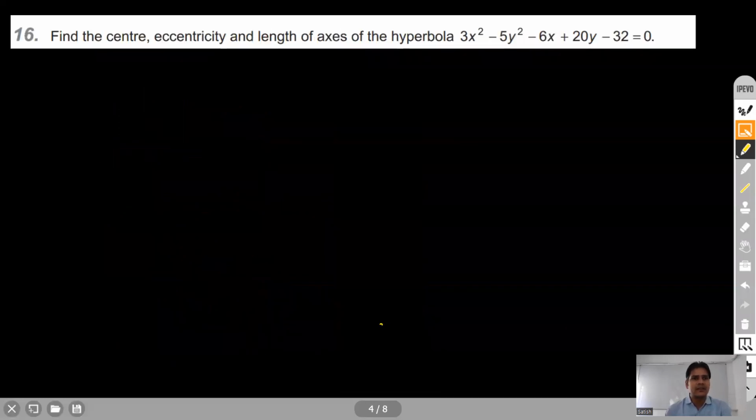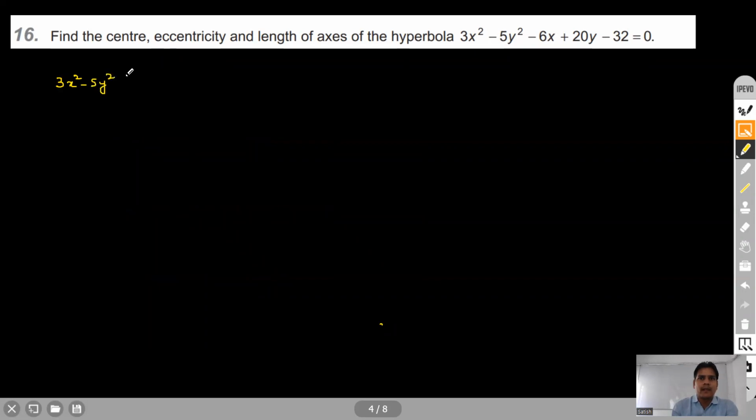Now let's take this next one. Find the center, eccentricity, and length of axes of the hyperbola 3x squared minus 5y squared minus 6x plus 20y minus 32 equal to 0. So let me first write this equation of hyperbola. This is 3x squared minus 5y squared minus 6x plus 20y minus 32 equal to 0.